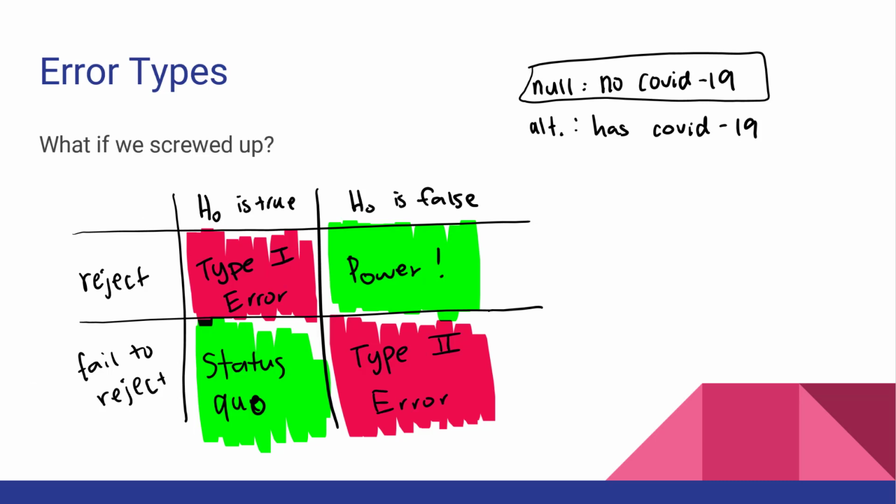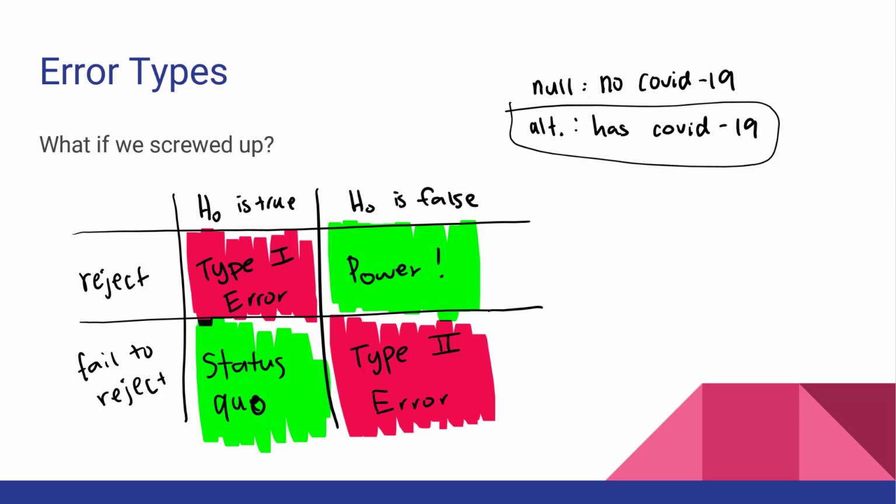Now let's look at the other possibility, that the alternative hypothesis is true. We don't know it yet, but in reality, the person that just walked in has COVID-19, and we're going to test them to see if we can tell if they have COVID-19. This is the true case. Our null hypothesis is false. Although we assume that they don't have COVID-19, they actually do.